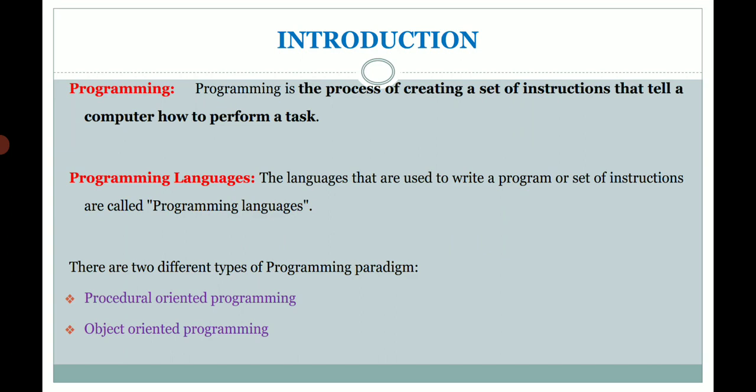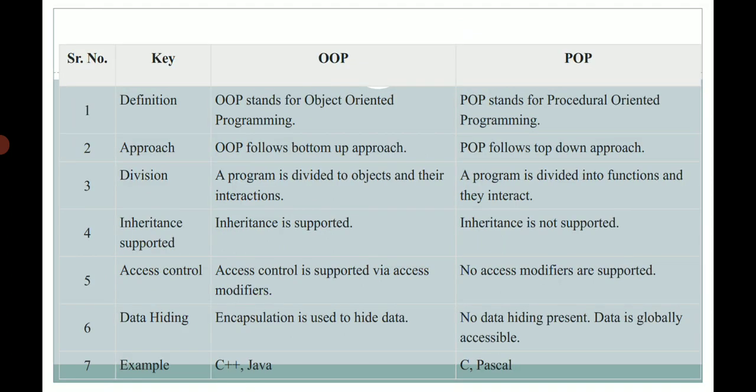There are two different types of programming. One is procedural oriented programming. One more is object oriented programming. Here are some of the differences between OOP and POP, meaning object oriented programming and procedural oriented programming. Based on the definition, OOP stands for object oriented programming and POP stands for procedural oriented programming.